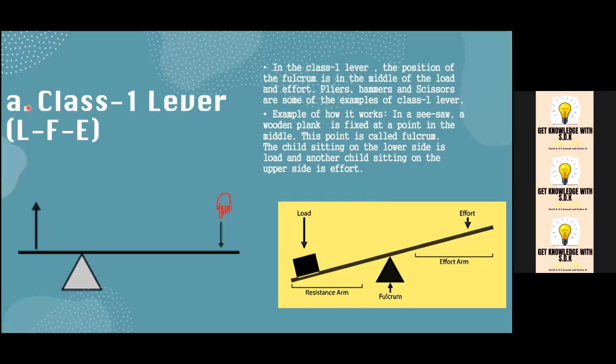A. Class 1 lever. In the class 1 lever, the position of the fulcrum is in the middle of the load and effort. Pillars, hammers, and scissors are some of the examples of class 1 lever. Example of how it works: in a seesaw, a wooden plank is fixed at a point in the middle. This point is called the fulcrum. The child sitting on the lower side is the load, and the other child sitting on the upper side is the effort. You can see it in the picture. These are the pics of the class 1 lever.